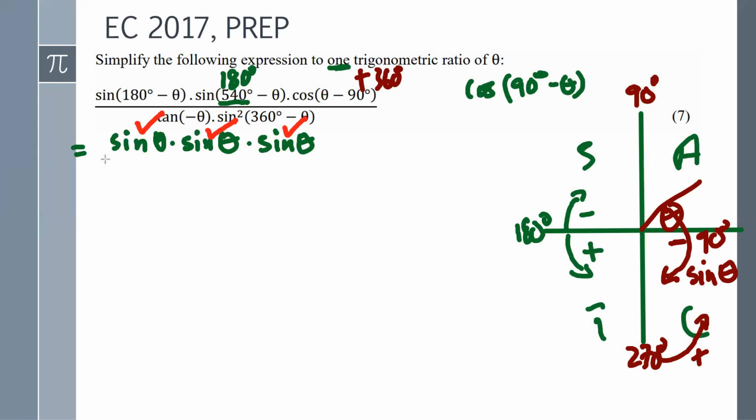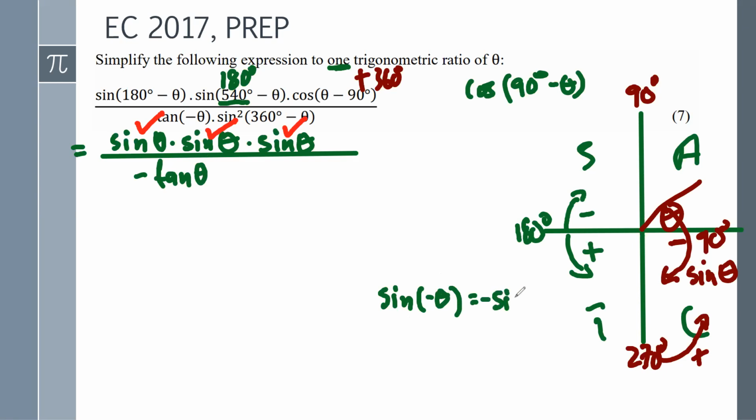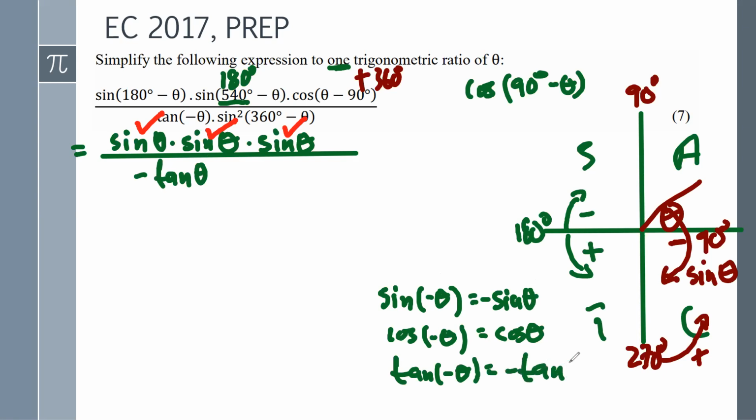Moving on to the denominator in this expression, we have tan of minus theta. That is quite easy because it's negative angles, so that has to be minus tan theta. Remember how your negative angles work. It could be a memory work. Sine of negative theta is minus sine theta. Cos of negative theta, I usually say cos is stubborn. It is cos theta. And then tan of minus theta is actually minus tan theta.